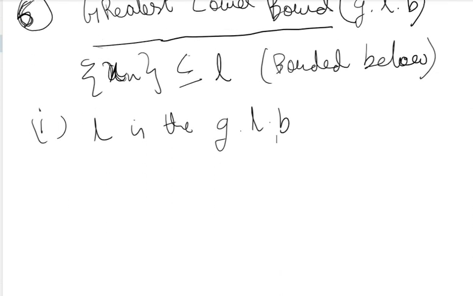So the sequence over here will have a greatest lower bound, that is L. This L that you can see is called the greatest lower bound. Don't get confused by the names greatest and least. Least upper bound, in simple English logic, means a number that the sequence cannot go beyond. So that's the least number that the sequence cannot go beyond.